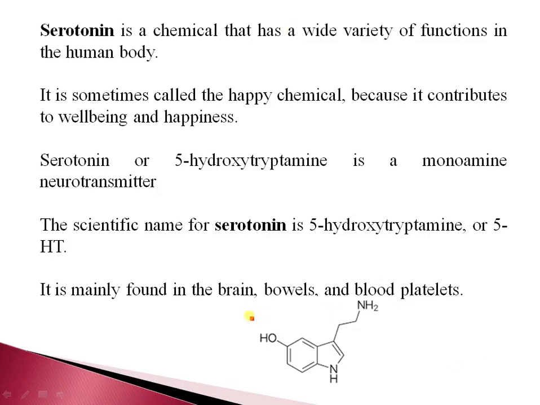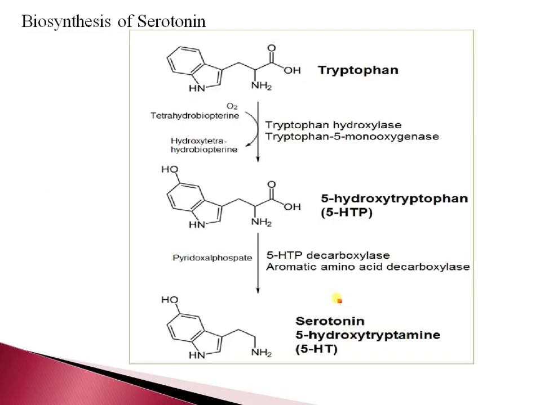This is the structure of serotonin, which contains indole as a heterocyclic ring system. This is the fifth position, 1, 2, 3, 4 and 5. The 3 number carbon is substituted with an ethylamine chain, called serotonin. Chemically it is called 5-hydroxytryptamine. It is biosynthesized from tryptophan, which is an amino acid.